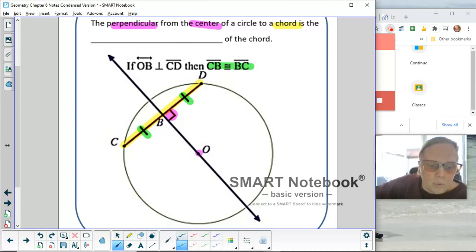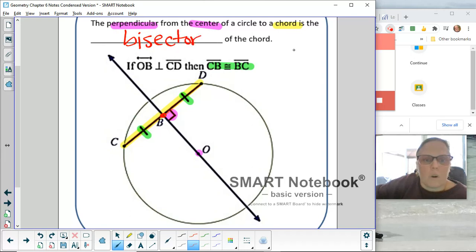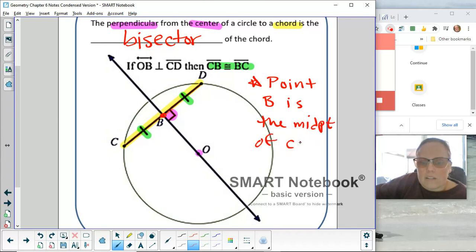So by cutting through this chord at a 90-degree angle and hitting the center, it's actually folding this circle exactly in half, which means that point B here is the midpoint from C to D, or this chord is getting bisected. So the perpendicular from the center of a circle to a chord is the bisector of the chord. And then I'm going to make a little note here that point B is the midpoint of CD.